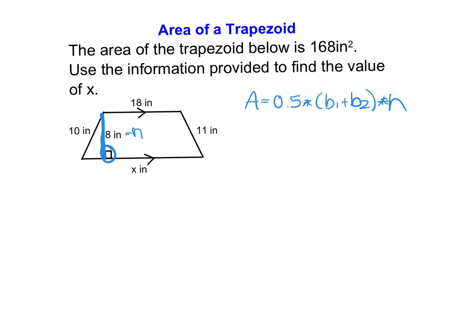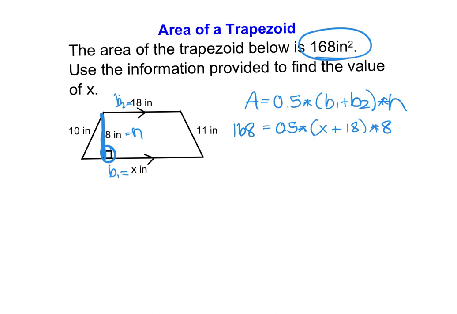So my height is 8, and then I have base 1, which is equal to x, and base 2, which is equal to 18, because those are connected by that height value. So here we have 0.5 times base 1, which is x, plus base 2, which is 18, times our height, which is 8. And then we know our area is 168, so that can go in place of area.